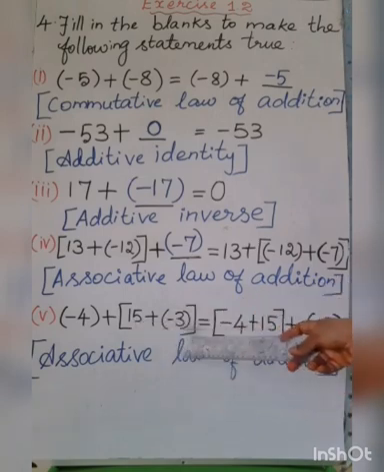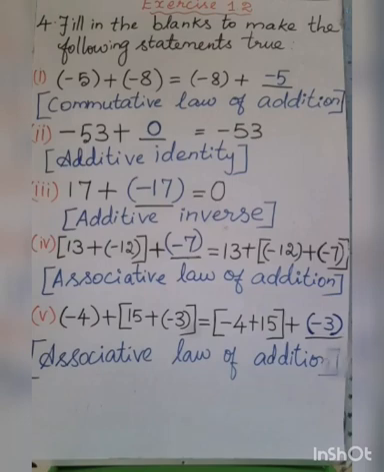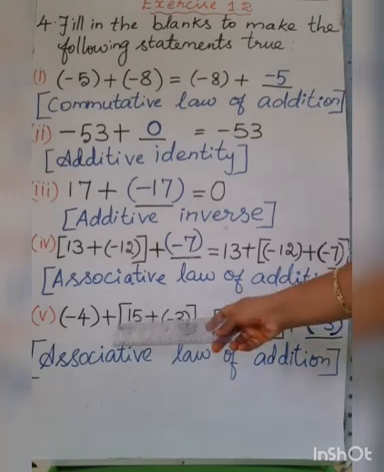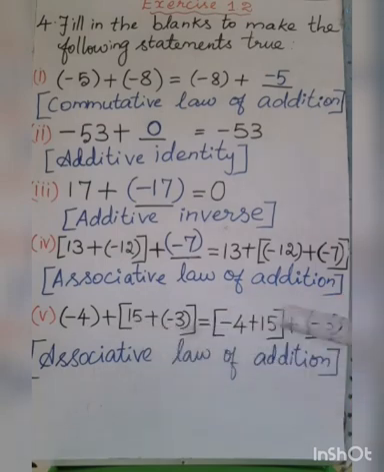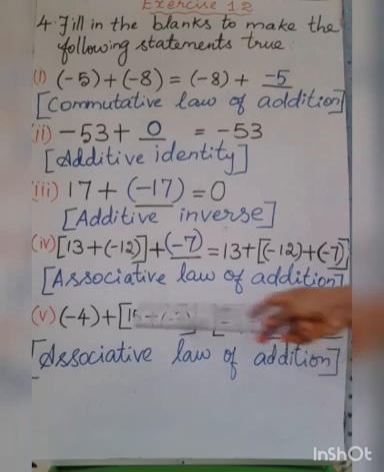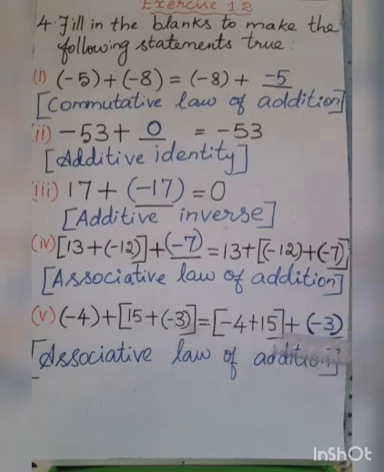In the same way, the fifth one: minus 4 plus 15 plus minus 3. This is the left hand side. On the right hand side one number is missing: minus 4 plus 15 plus, which number is missing here? Minus 3 is missing, so we put minus 3 for the dash. On the LHS, A plus B plus C, and on the RHS, A plus B grouped plus C. So this sum is also the associative property of addition. Associative property or associative law, the same meaning.